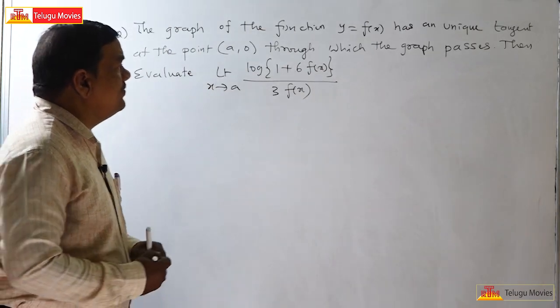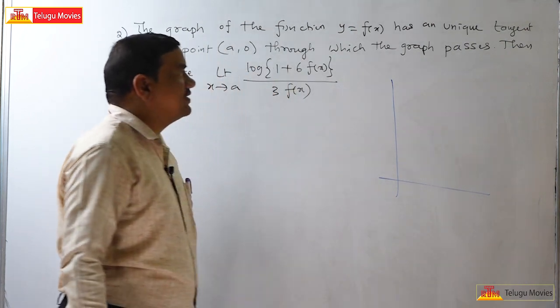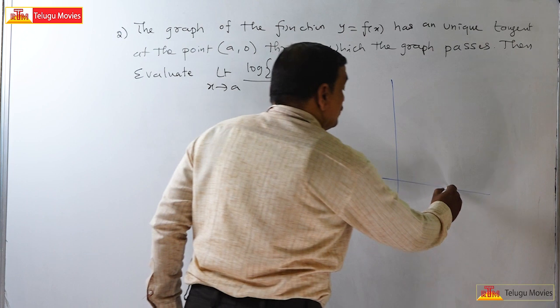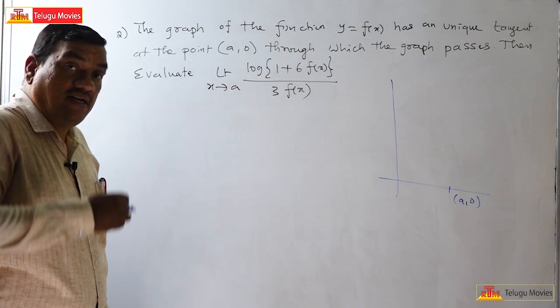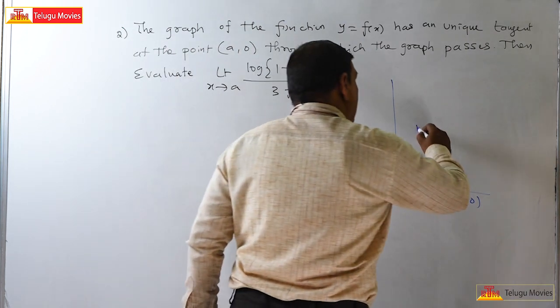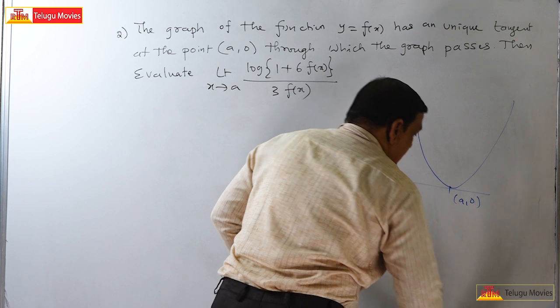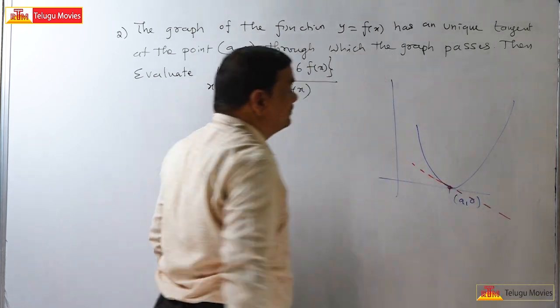The graph of the function. So any curve is there, one curve. The graph of the function has a unique tangent at the point a comma 0. So this is a comma 0, that lies on the x-axis. It has a unique tangent. So that means what? So there is a graph. So it has a unique tangent at the point a comma 0. At this point it has a unique tangent.